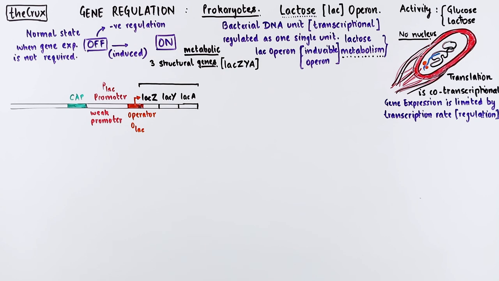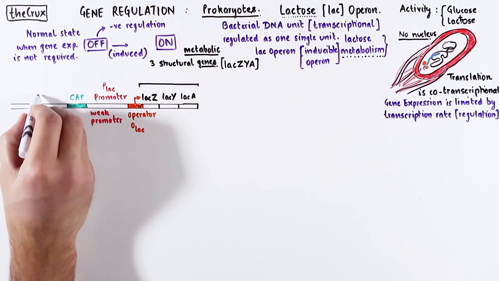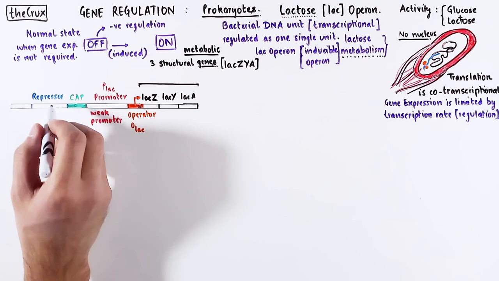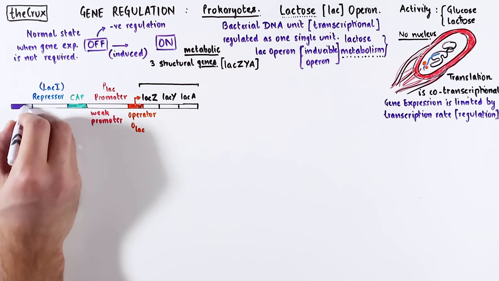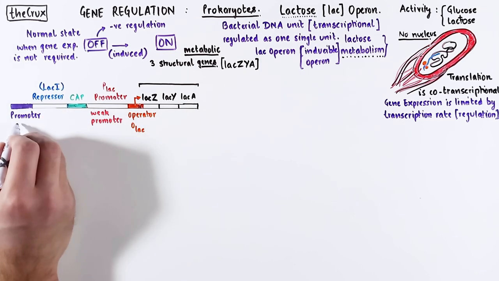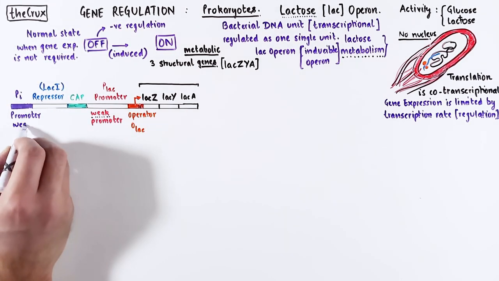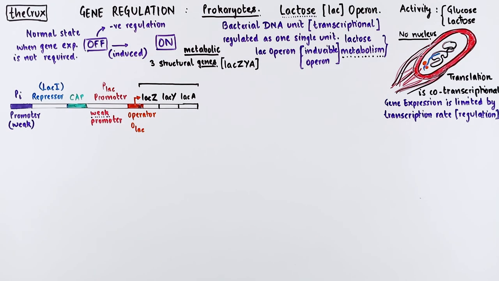And upstream of this cap binding site is a gene that encodes the repressor of Lac Operon, known as LacI. And this LacI has its own promoter, PI. And this promoter is also a very weak promoter. Again, we'll come back to the significance of weak promoters in Lac Operon in a short while.